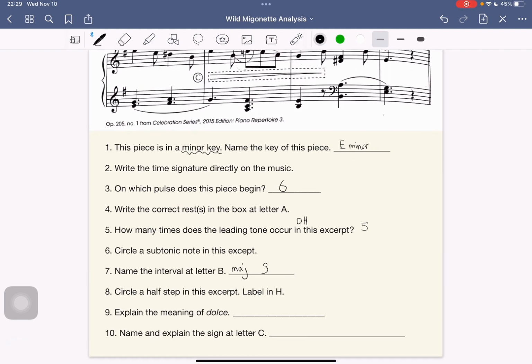And the second last question tells us to explain the meaning of dolce. If you don't know already, it means sweetly.